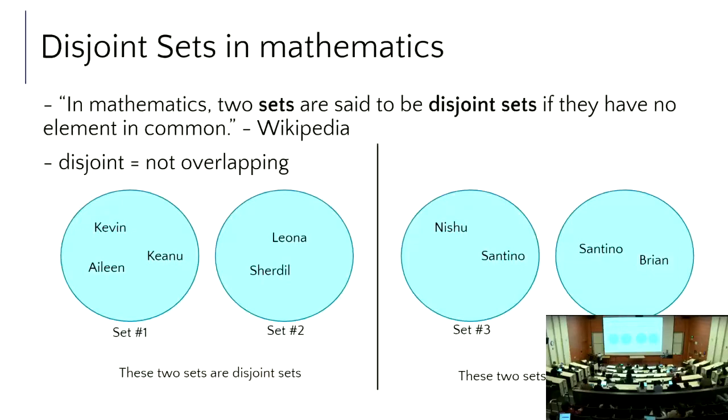So the disjoint thing, like I said, refers to the idea that there are no common elements. For example, here on the left-hand side, we have set 1 that has Eileen, Kevin, and Keanu in it, and we have set 2 that has Leona and Shardil in it. There are no duplicate elements. These two sets combined together are what we might refer to as a disjoint set. If we look at the right-hand side, we can see that Santino is represented in both sets 3 and 4. That's a duplicate, so those are not disjoint sets.